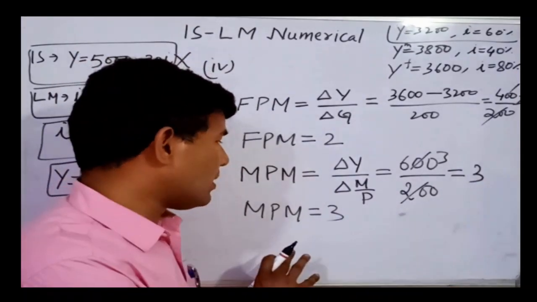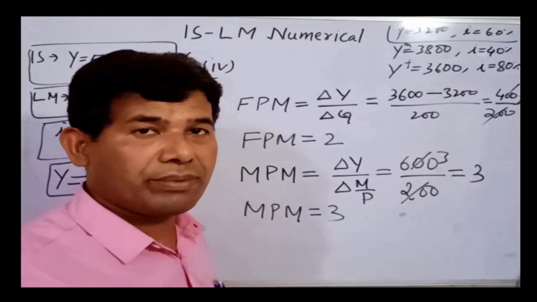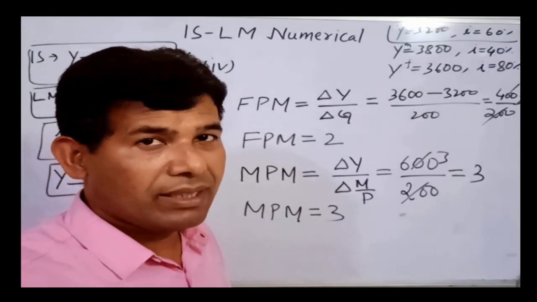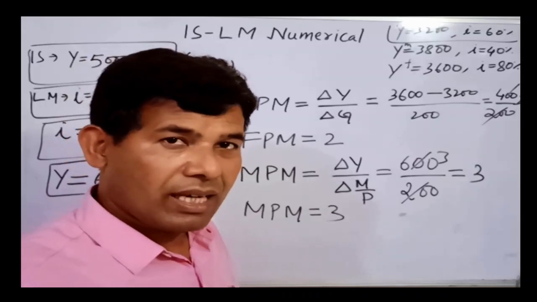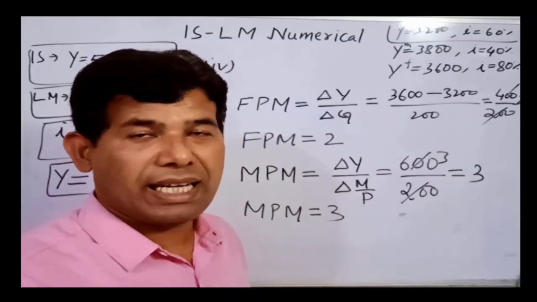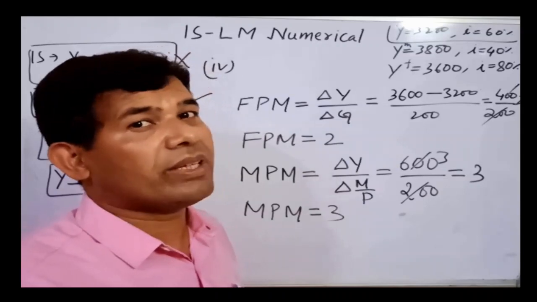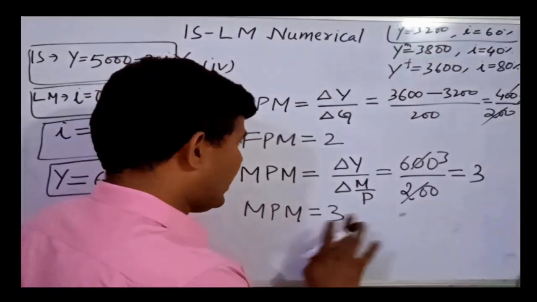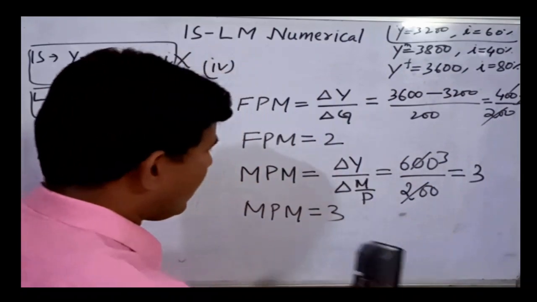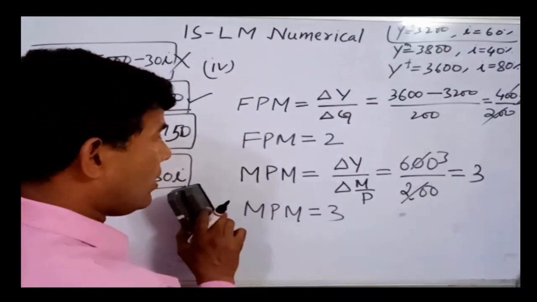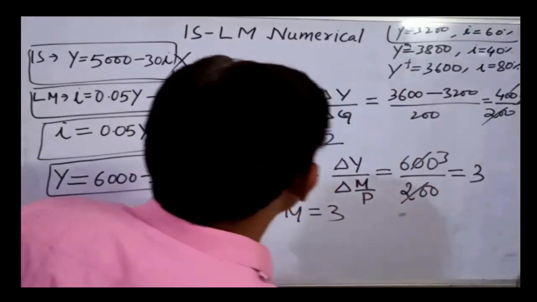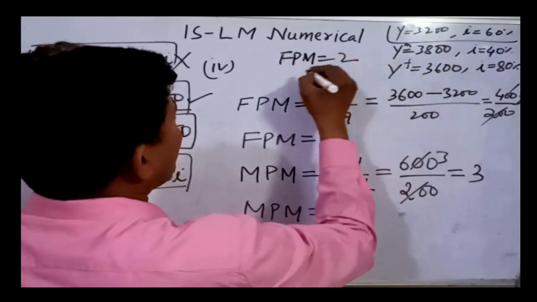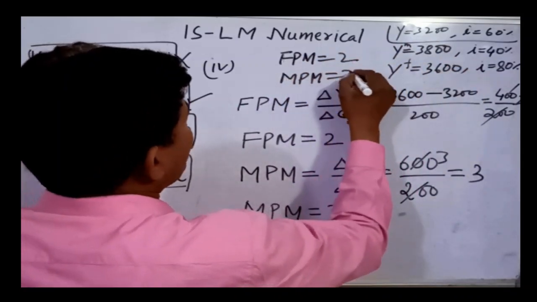So MPM is equal to 3, which measures that if your real money supply rises by 100, then GDP will rise by 300. If real money supply rises by 1000, your GDP will rise by 3000. So this is what your MPM is. Now we have done 4 questions till now, so let me write here FPM is equal to 2 and MPM is equal to 3.